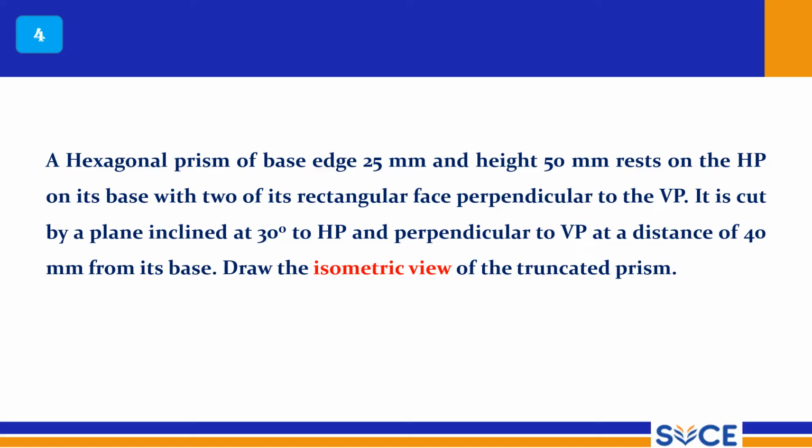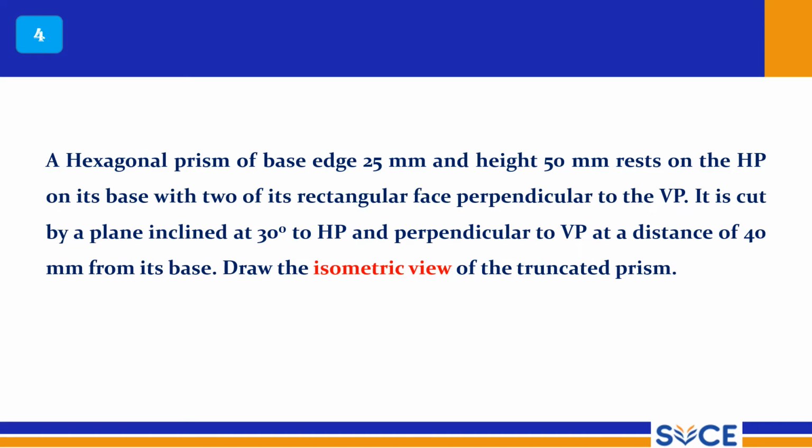So fourth question: a hexagonal prism of base edge 25 mm and height 50 mm rests on the HP on its base with two of its rectangular faces perpendicular to VP. It is cut by a plane inclined at 30 degrees to HP and perpendicular to VP at a distance of 40 mm from its base. Draw the isometric view of the truncated prism.